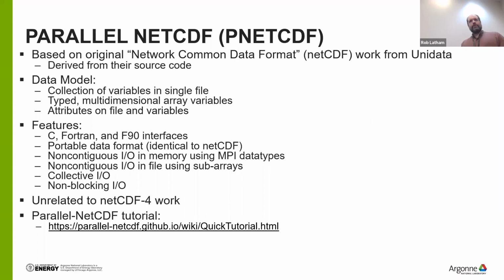Instead, if you used it in a parallel code, you would send all the data to rank 0, who would then write it out. And you can imagine that's an obvious bottleneck. So it blows up memory on rank 0. It just makes things very slow.